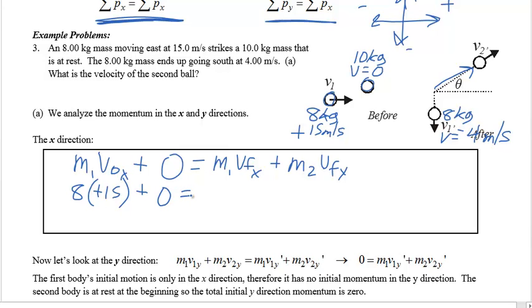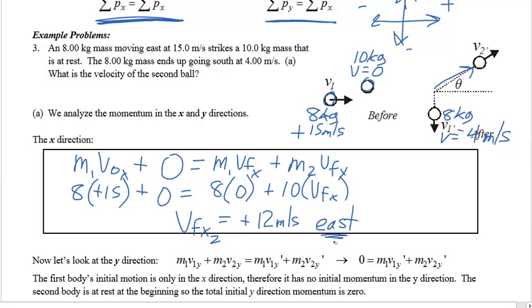After the collision, in the X direction, right, this 8 kilogram mass, it's only moving south. So in the x direction, it's not moving. And so therefore, the 10 kilogram mass is moving in the x direction. So solving for our values, right, the final velocity in the x direction for object 2 is going to be a positive 12 meters per second. And so that means, right, we know it's moving to the east because it's a positive value.